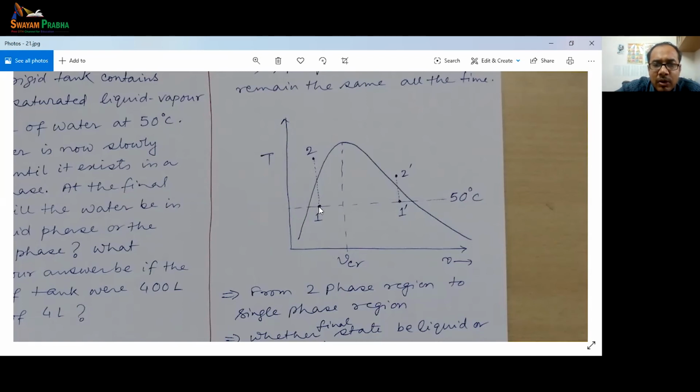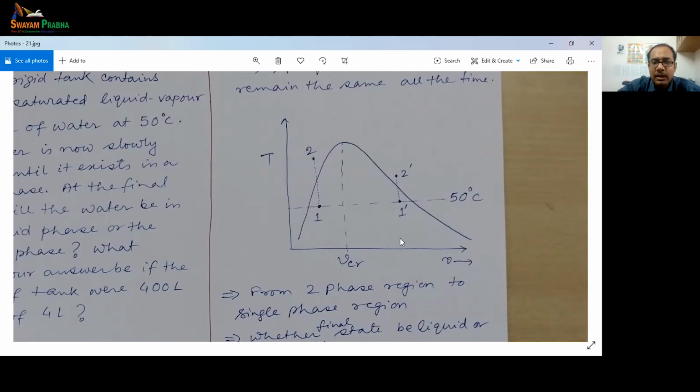Now if you are at point 1, suppose this is the two-phase mixture at 50 degrees centigrade, everything is fine, right? As the whole process is happening at constant specific volume, you will be following this dotted line 1 to 2. Please see my cursor. So you will follow this line and end up at point 2, which is the single phase point. Relative to this saturation dome, it is the compressed liquid, in the single phase region. So if you are at point 1, you will end up at point 2, which is liquid phase.